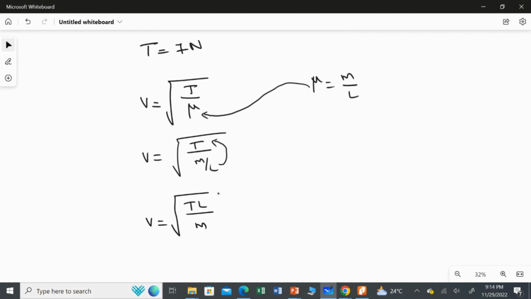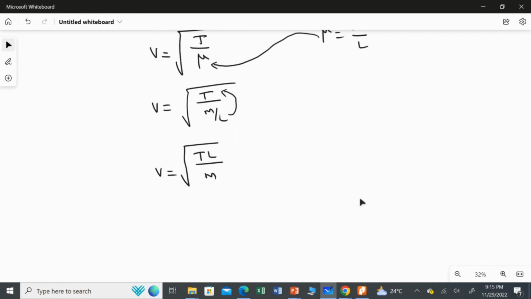Now we are going to find the value of this length, so I have to discard the square root. I am going to square both the left hand side and the right hand side. The left hand side of the equation becomes V square, and on the right hand side the square root goes away, so the equation becomes V square equals TL over M.